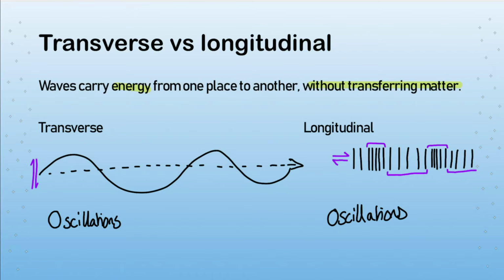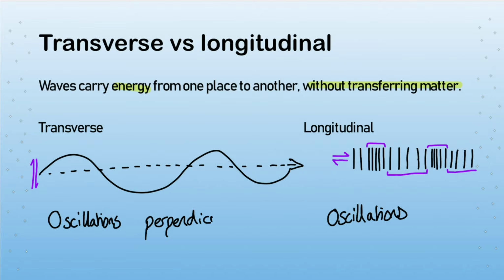As far as electromagnetic waves go, coming from the sun, it's not matter that's coming from the sun to the earth, it's just energy. So waves carry energy from one place to another without transferring matter. And the two examples we have are transverse and longitudinal. The key difference is in the direction of the oscillations compared to the direction of the energy transfer. For a transverse wave, trans means going against, and in this case oscillations are going against the normal direction. The word we use is perpendicular.